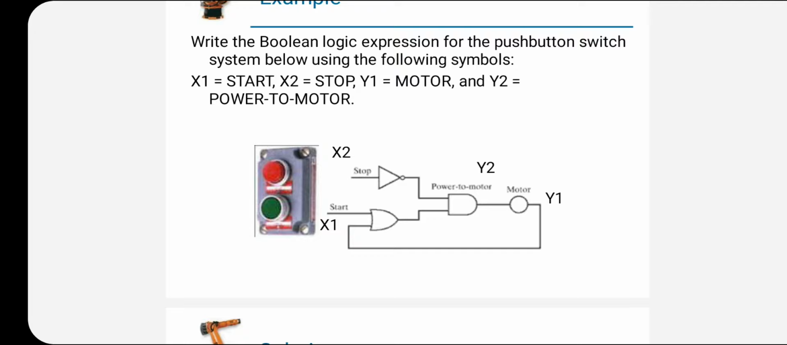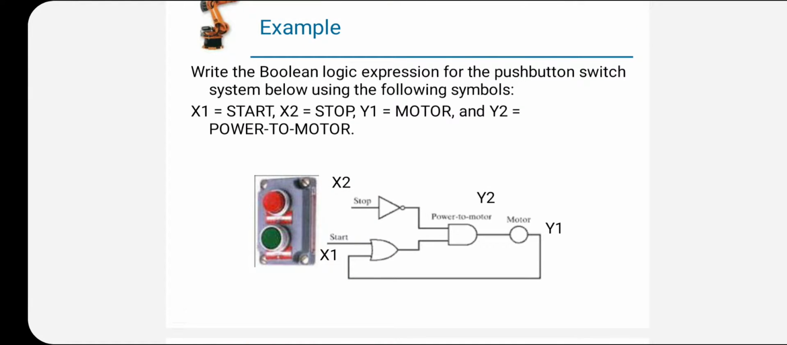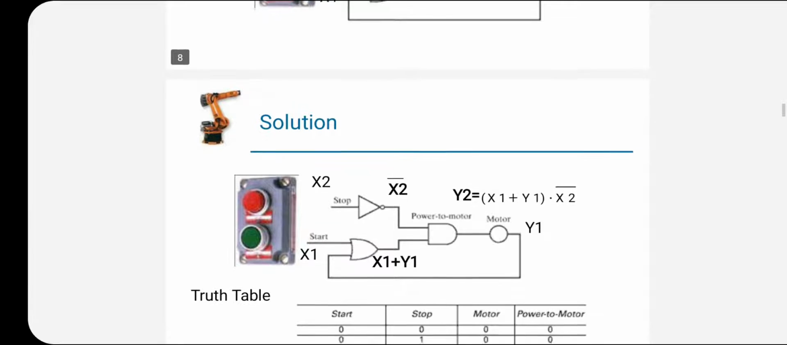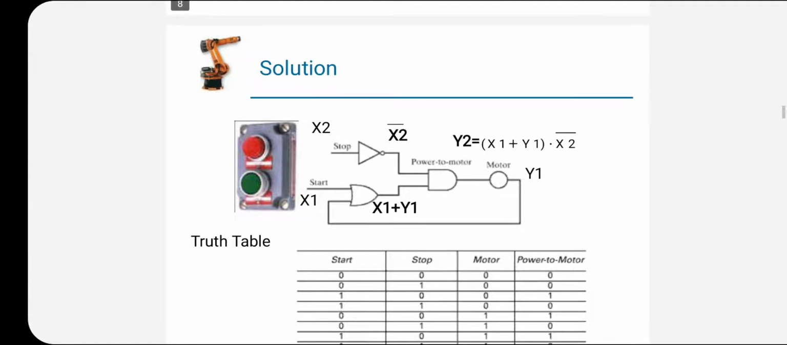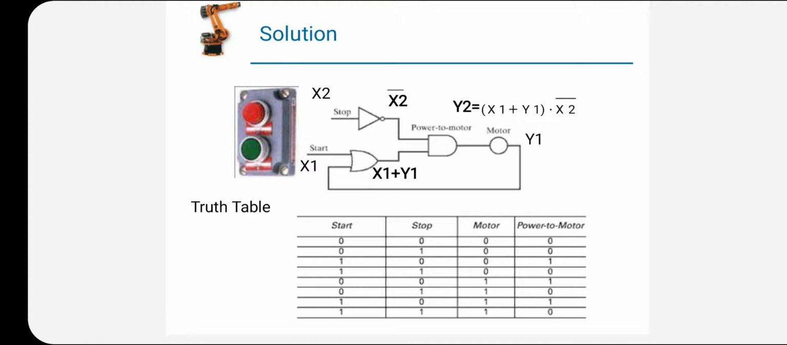So these are symbols. Okay, so let us write a Boolean expression for a push button switch. Okay, this is a question. You note down this question or take a screenshot of it and try to solve it, try to write the Boolean logic expression for the push button switch. So the solution is, you can see, you first write down the same diagram and write down the Boolean truth table.